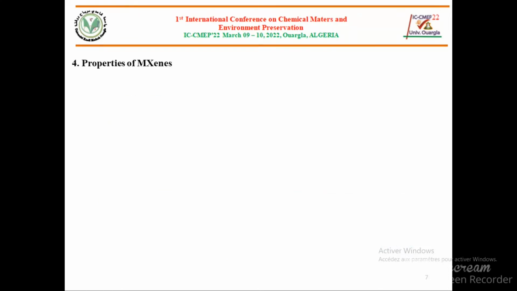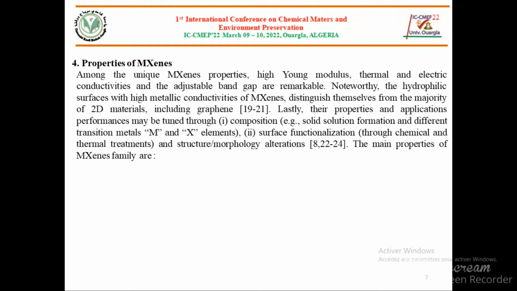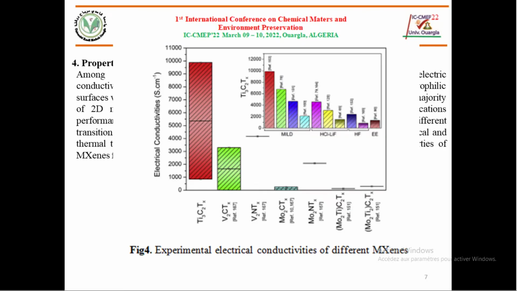Among the unique MXene properties, high Young's modulus, thermal and electrical conductivity, and the adjustable band gap are remarkable. Noteworthy, the hydrophilic surface with high metallic conductivity of MXenes distinguishes them from the majority of 2D materials, including graphene. The main properties of the MXene family are electronic and electric, which can be tuned by functional group alteration, stoichiometry, or solid solution formation. This figure presents experimental values of electrical conductivity of different compounds.